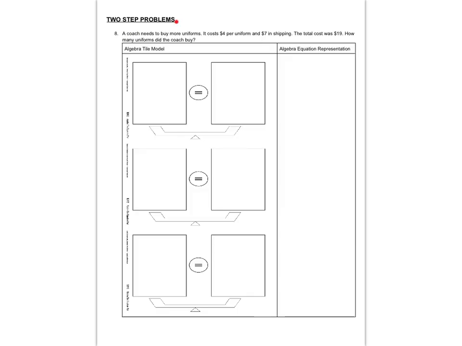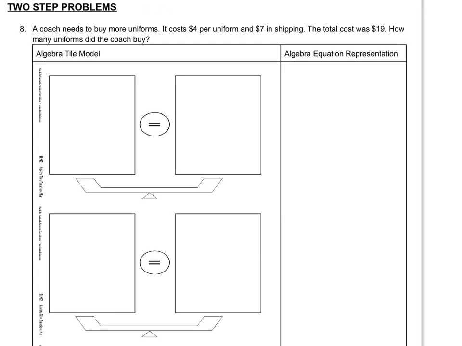Now let's get into solving 2-step problems. Let's take a look at number 8. A coach needs to buy more uniforms. It costs $4 per uniform and $7 in shipping. The total cost was $19. How many uniforms did the coach buy? Just take a moment and see, what do you think that might look like, either with the algebra tiles or algebraically? Otherwise, let's consider what is our total cost here, and what things are contributing to that total cost.